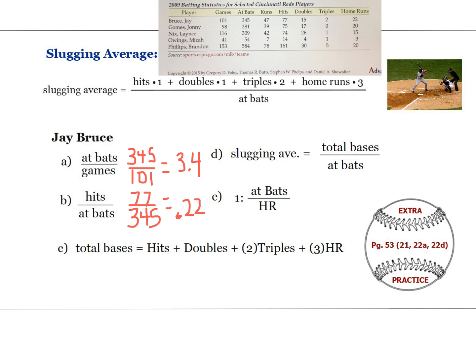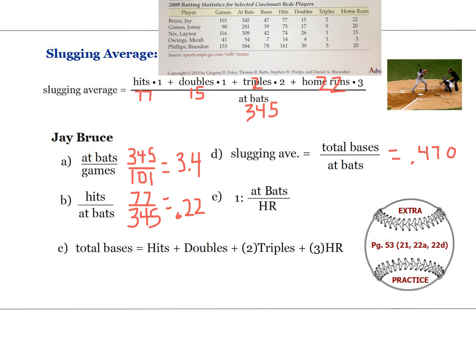The slugging average, let's go ahead and figure out what that is. The number of hits he has is 77. The number of doubles, he has 15. He has 2 triples and 22 home runs. And the number of at-bats is 345. So go ahead and figure out what his slugging average is. His slugging average comes out to be 0.470. Again, we usually round the slugging average to the nearest thousandths, which would be 3 decimal places.